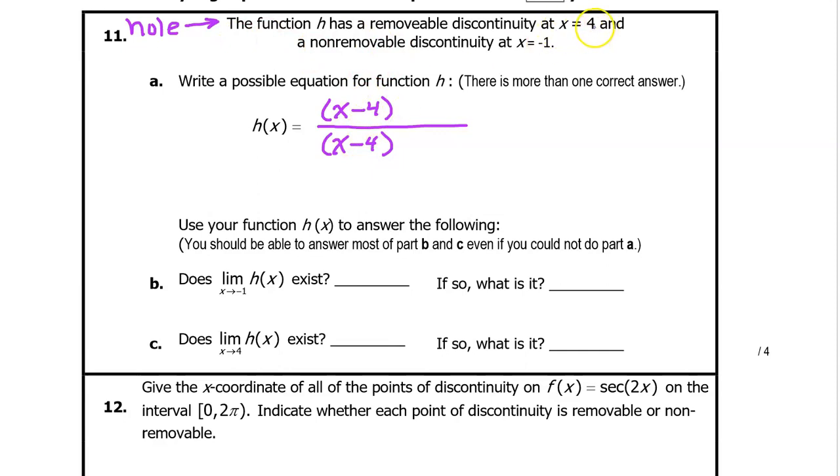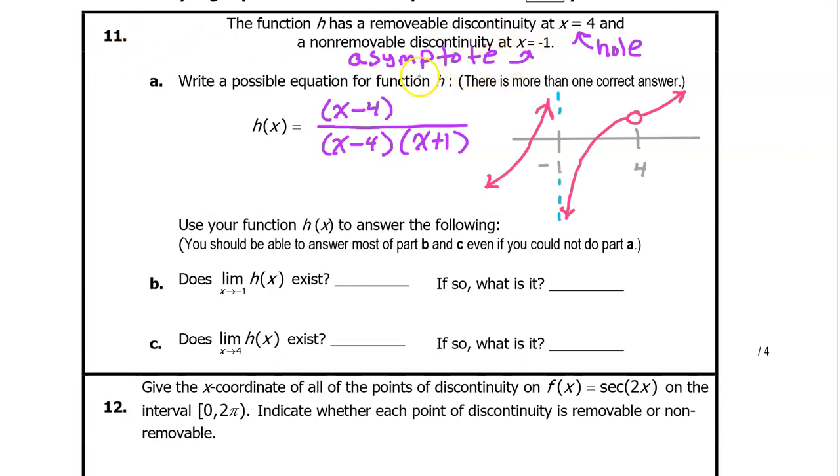We have a non-removable discontinuity at x equals -1. That means that there's an asymptote at x equals -1. That will happen if we have a factor of x plus 1 in the denominator with nothing to cancel it out in the numerator. So right here, this is a possible function h of x that satisfies both of these conditions.